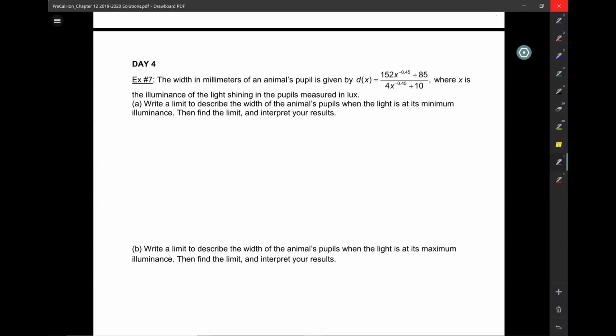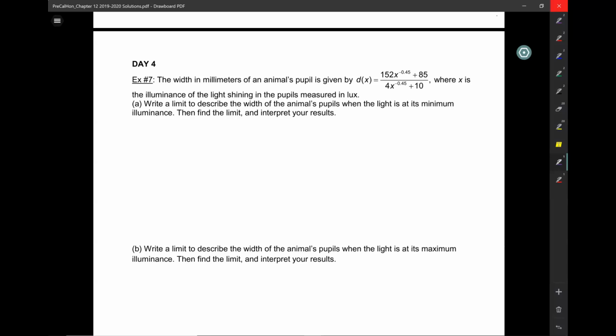Here's an example. It says the width in millimeters of an animal's pupil, yes, we're now measuring an animal's pupil, is given by this formula, where x is the illuminance of light shining in the pupils and is measured in lux, L-U-X. Why do I choose this problem every year? It's because there is a lot of terminology here that we've never talked about, that you've never heard. But it does not change the math that we're going to do to solve this problem. So that's why I do this, and I want you to be able to sift through information.